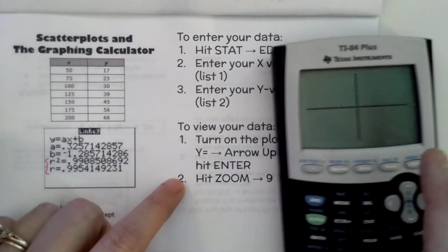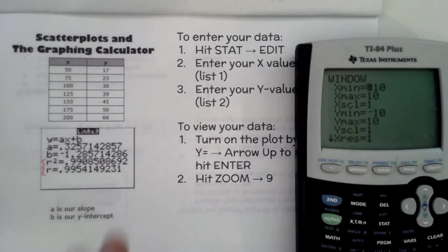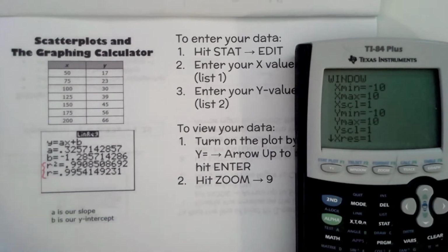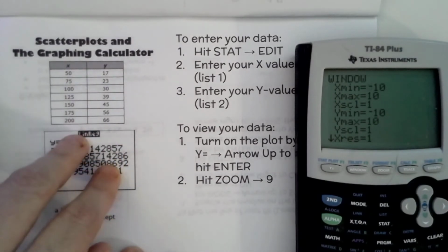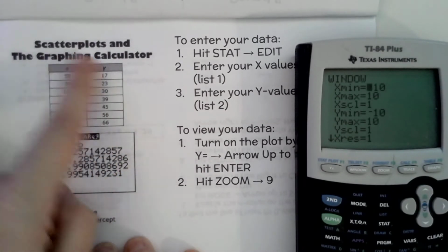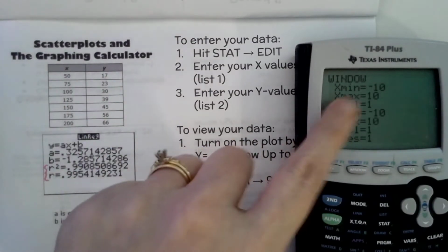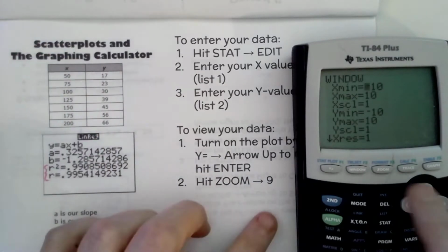Okay, so now what I want to do is, there's a couple of ways you can do this. You can go into the window settings, and this is all in your red booklet if you want to do it this way. When we start doing domain and range, which is in the next unit, next week, we'll start messing around with the window settings to practice domain and range. But for now, all we're going to do is hit zoom.